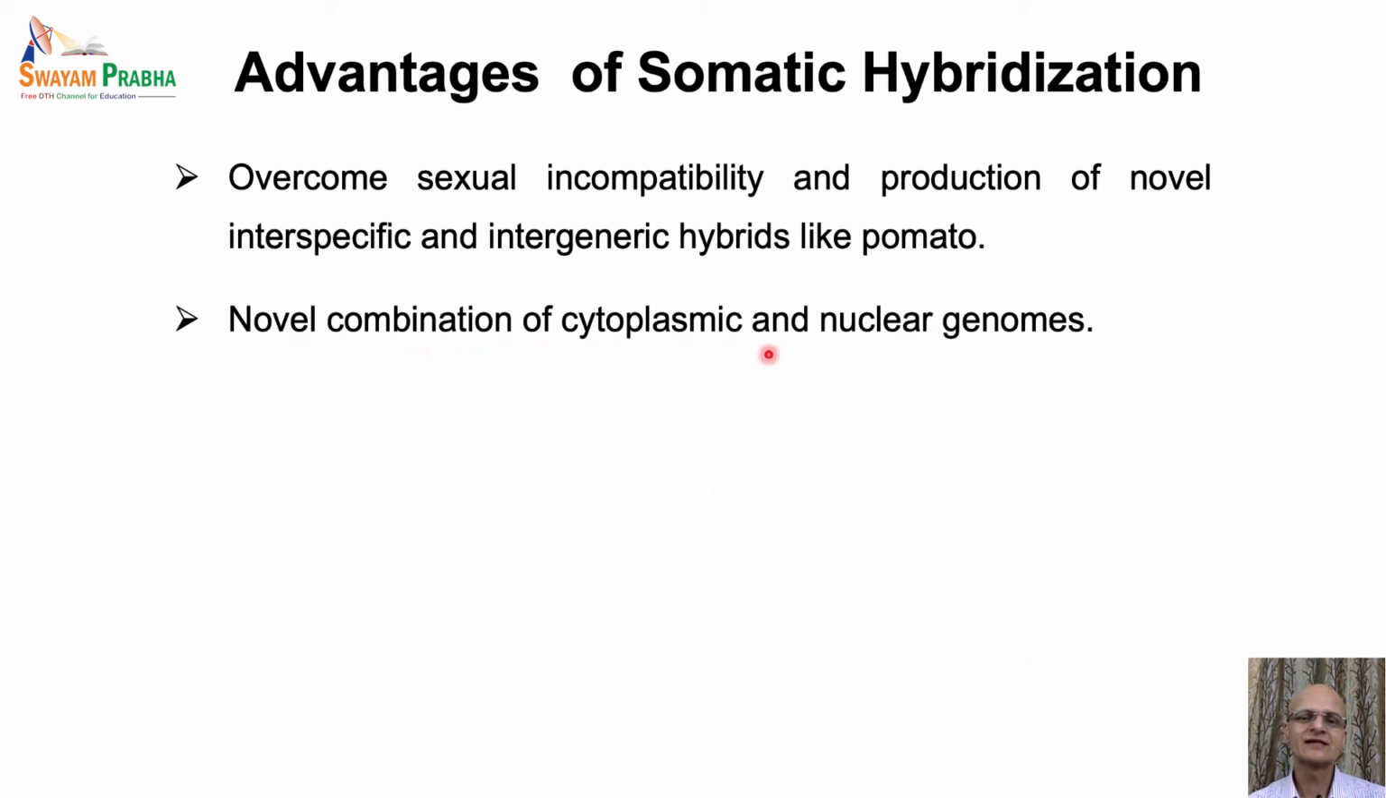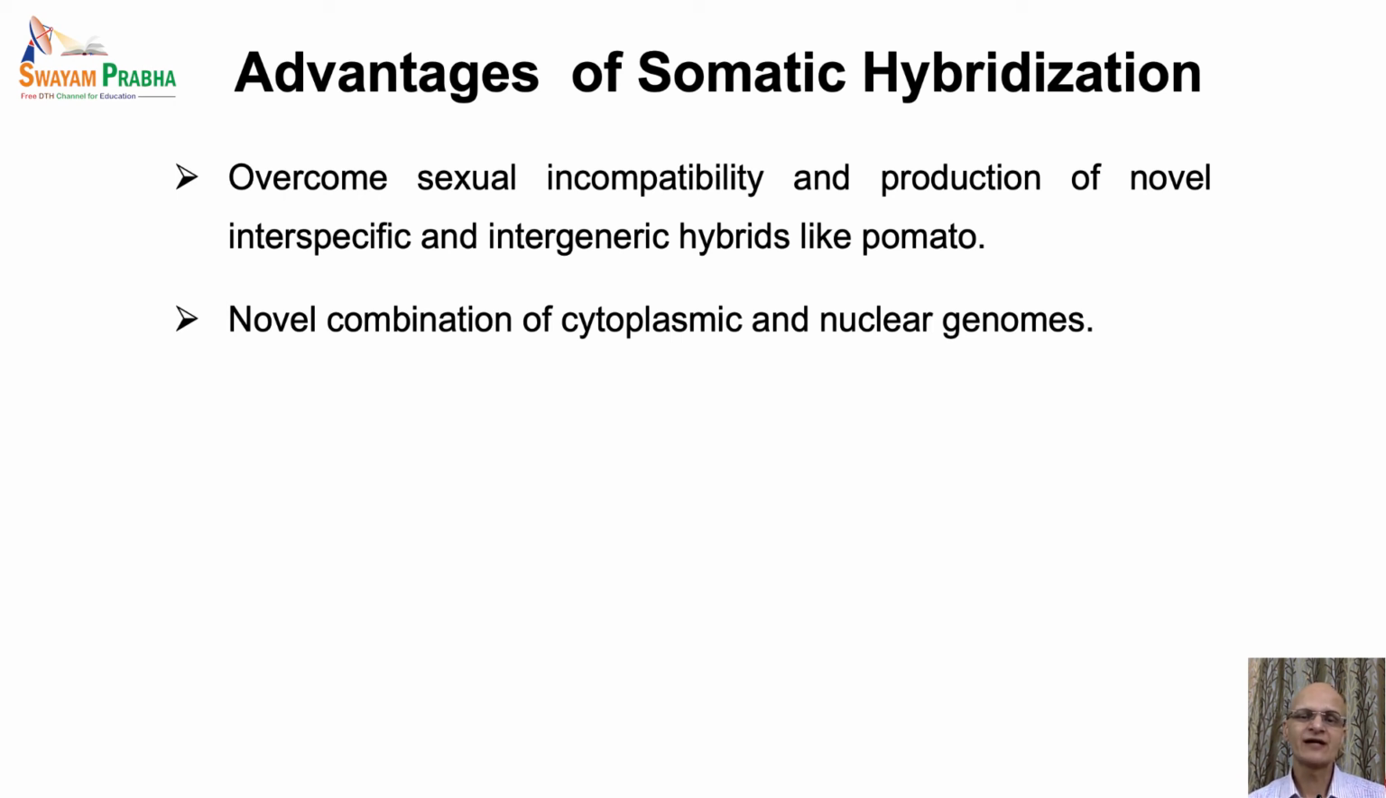Several interspecific, intergeneric, or even intertribal or even interfamily somatic hybrids have been produced successfully. The next is that novel combinations of cytoplasmic and nuclear genome can be formed. So in sexual reproduction, cytoplasmic organelles are generally contributed by only the female parent, and therefore all the cytoplasmic genes follow the maternal inheritance.